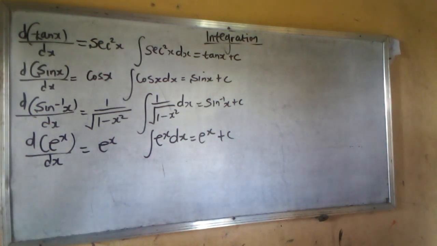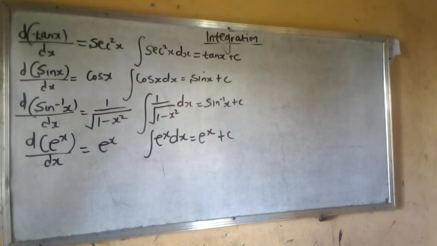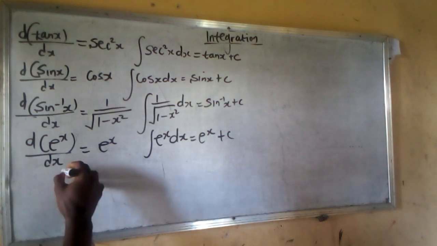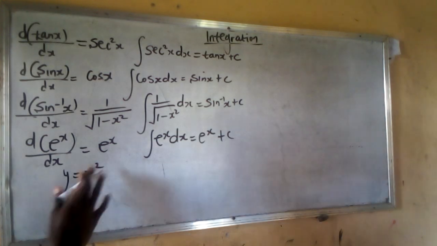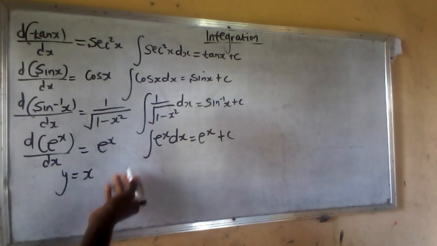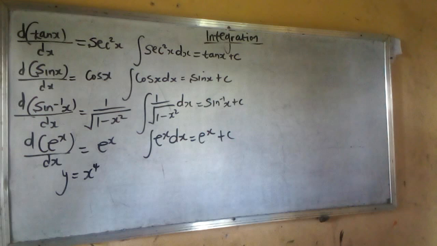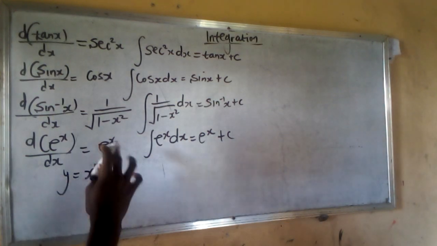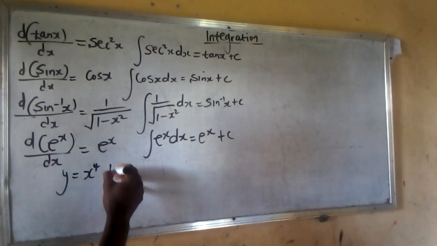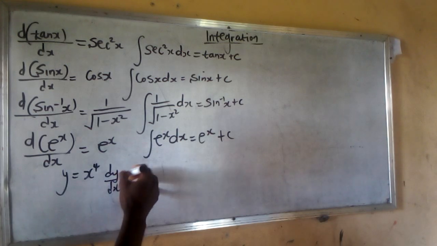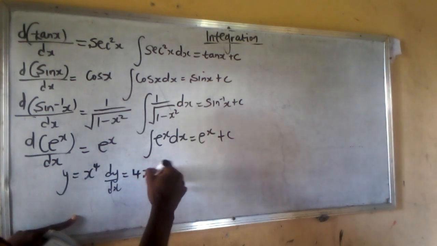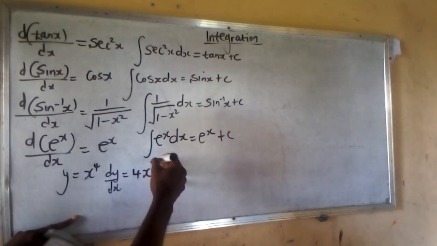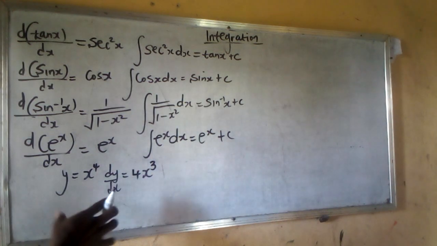One practical example is, let me use a number so that we can understand what I'm saying. Okay, if y is equal to x to the power 4, a bigger number. For us to differentiate this, dy/dx is equal to what? Carry the power behind. That is 4x, then minus 1 from the power. That is 3. That is how to differentiate.